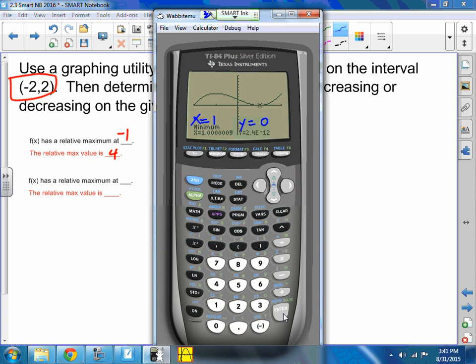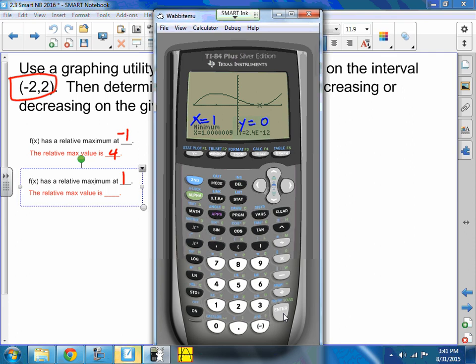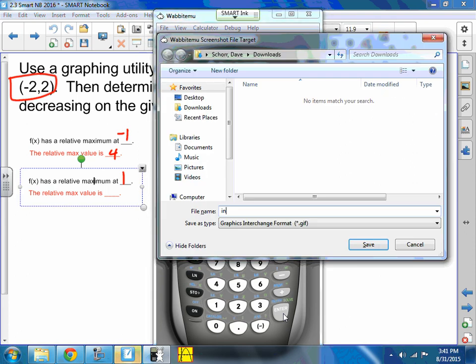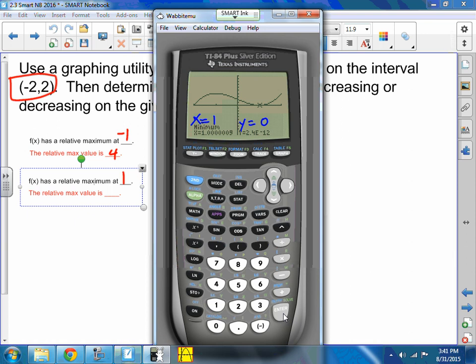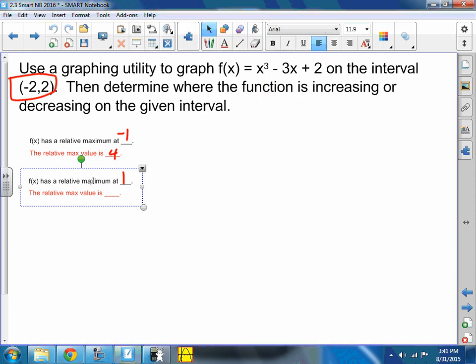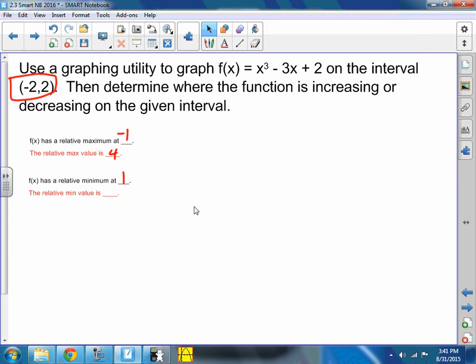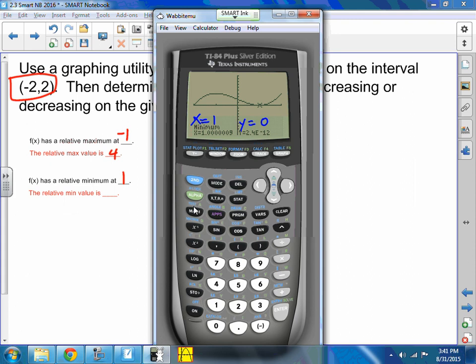So on this one, the relative min is at 1. Mr. Schler made a typo. This should say the relative minimum. Sorry about that. The relative minimum is at 1. The relative min value is, and here we use the y coordinate, 0. Sorry about that. Too many copies and pastes. Okay, next.